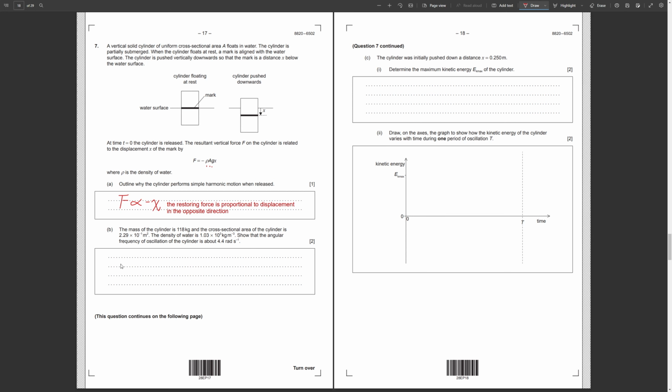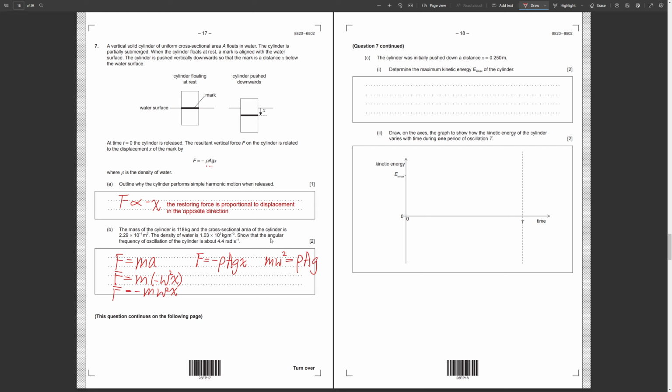In part B, we are going to make a very long calculation. Let's begin with the condition for SHM. F is equal to ma. Meanwhile, the acceleration a is negative omega squared x. So we have the first equation prepared, negative m omega squared x. On the other hand, we have the given equation, F equals negative rho A g x. By comparing these two equations, you can immediately conclude m omega squared is equal to rho A g.